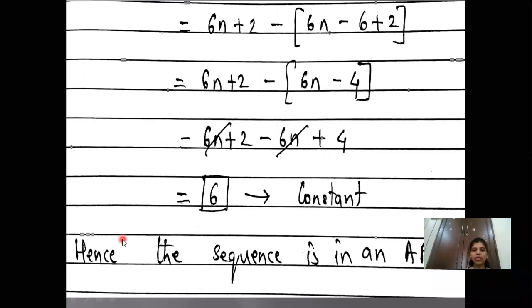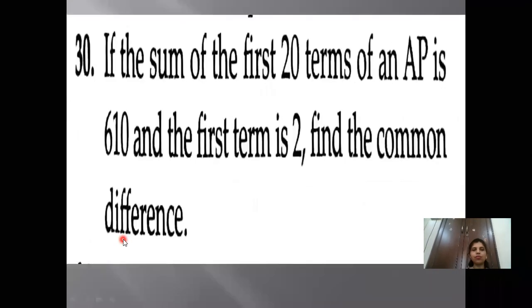So in the next question, the 30th question, it said if the sum of first 20 terms of an AP is 610 and the first term is 2, find the common difference. So your first term is given to you, n you know it is 20, and the sum is given to you for 20 terms as 610, and you have to find the common difference.